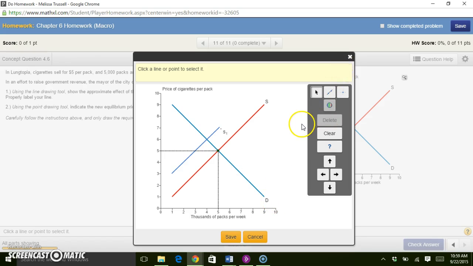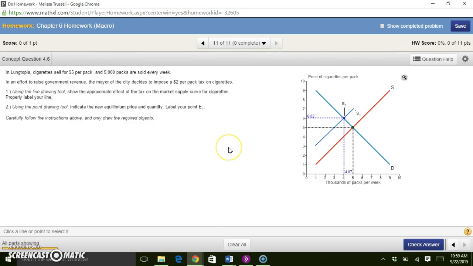And then the last thing it wants me to do is find the new equilibrium. So the new equilibrium is wherever the new supply line crosses the demand curve. So I'm going to label it right there. Equilibrium. And then you may need to drag this label around so that it's not overlapping, so the thing doesn't tell you you're wrong. All right, so there we have it.